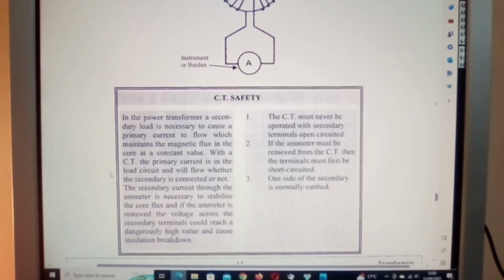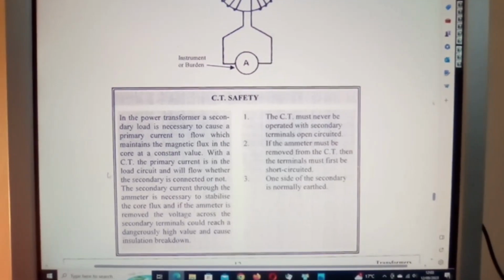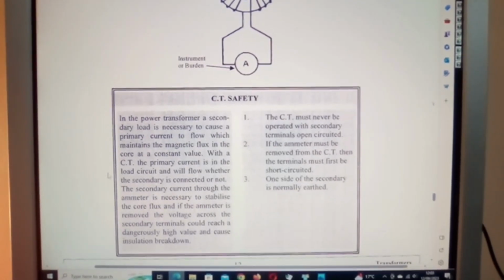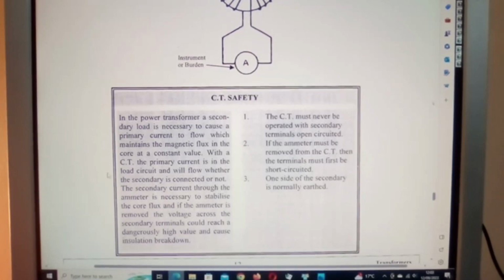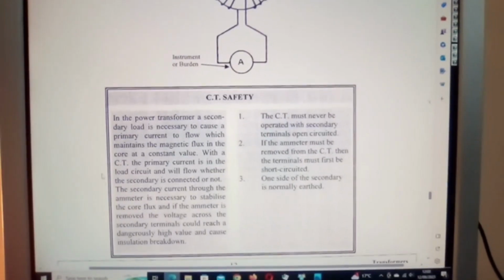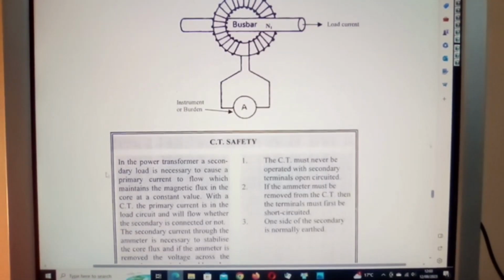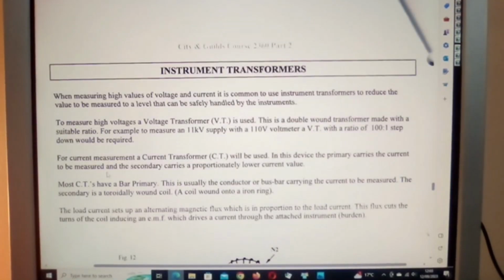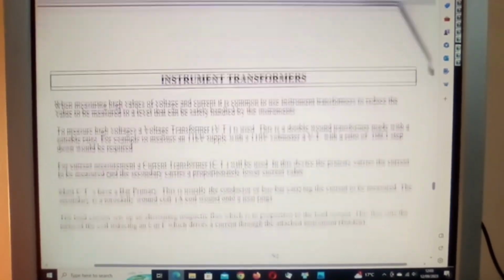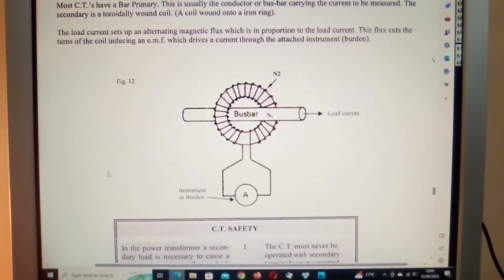The CT must never be operated with secondary terminals open circuited. If the ammeter must be removed from the CT, then the terminals must first be short circuited. One side of the secondary is normally earthed. And that is all on instrument transformers.